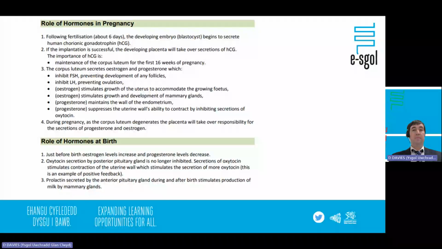Okay, so following fertilization, the blastocyst begins to secrete human chorionic gonadotrophin, HCG. Okay, if the implantation is successful, the developing placenta will then start producing HCG. And HCG is important because it maintains the corpus luteum for the first 16 weeks. And you'll remember maintaining the corpus luteum has an impact on progesterone, which has an impact on the thickness of the endometrium.